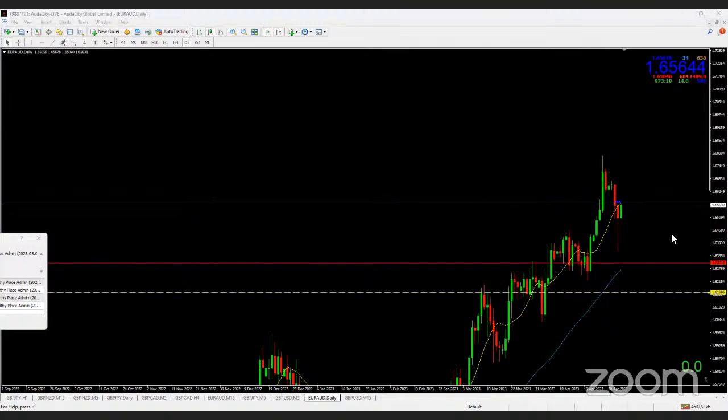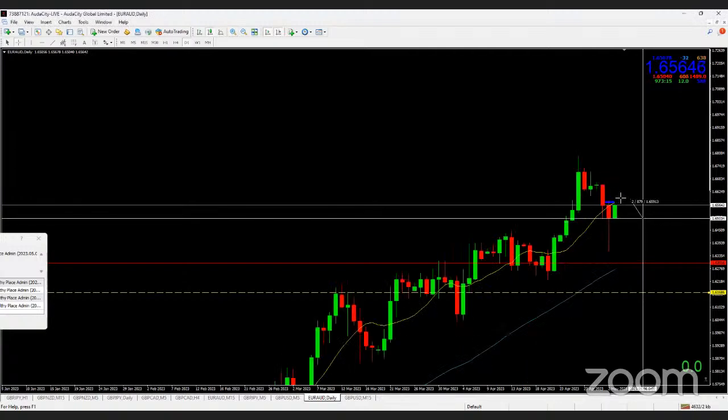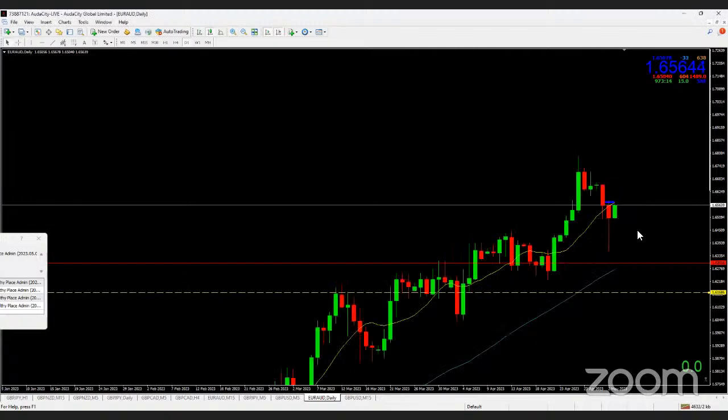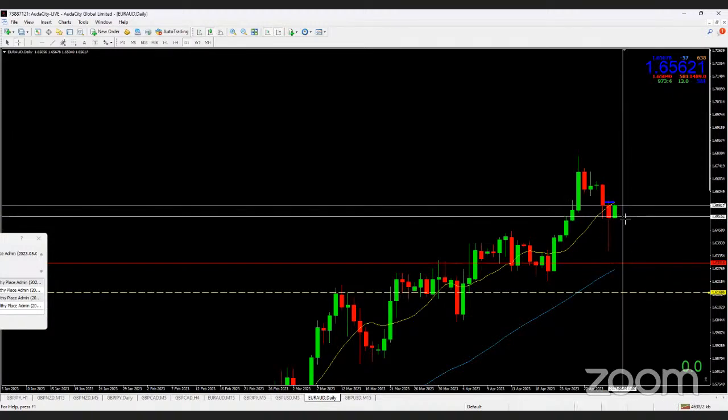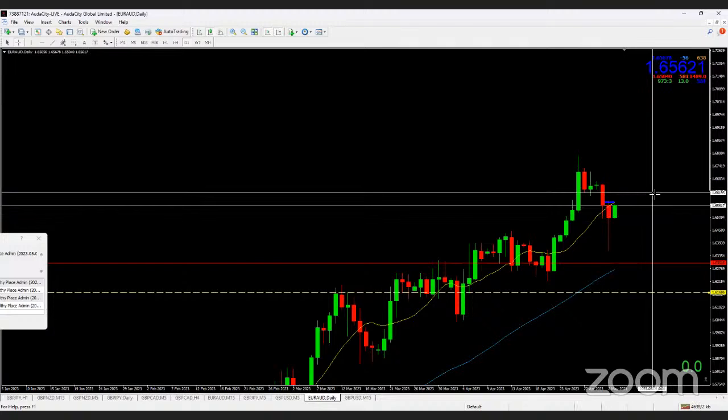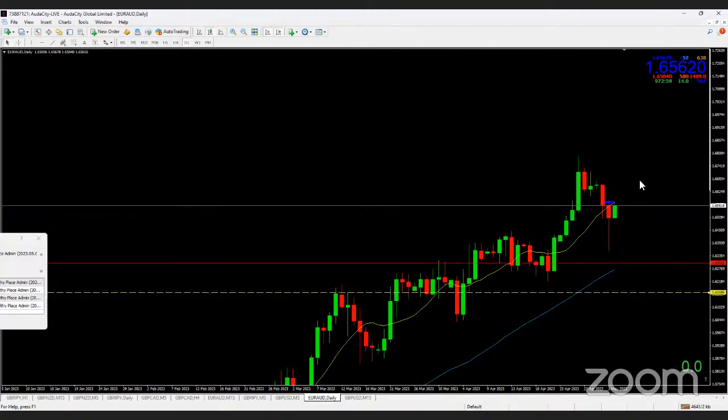So looking at this Euro AUD, it does want to go up. I like this huge wick on the daily time frame. So this would most likely push up some more.